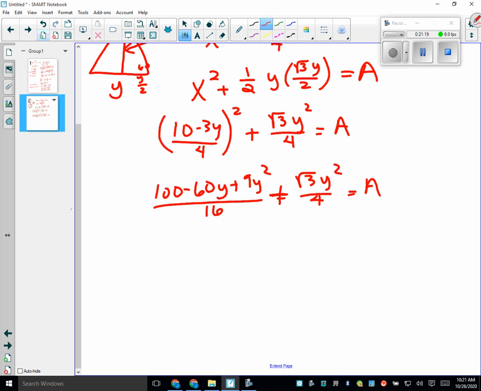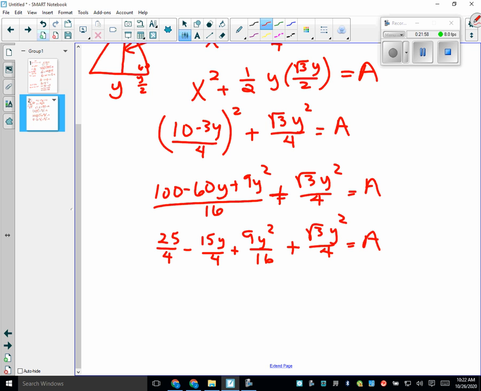All right, so do I have 25 over 4 minus 15y over 4 plus 9y squared over 16 plus radical 3y squared over 4 is my area. Why is 25? Oh, okay. I haven't taken the derivative, I just simplified it. Yeah, I would never figure this out. Never. Now I'm going to take the derivative.